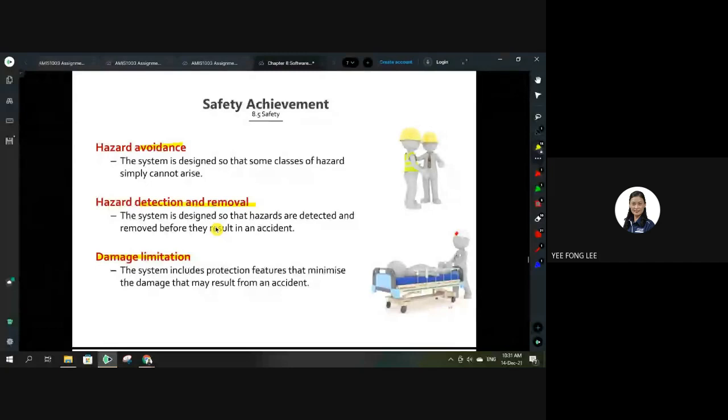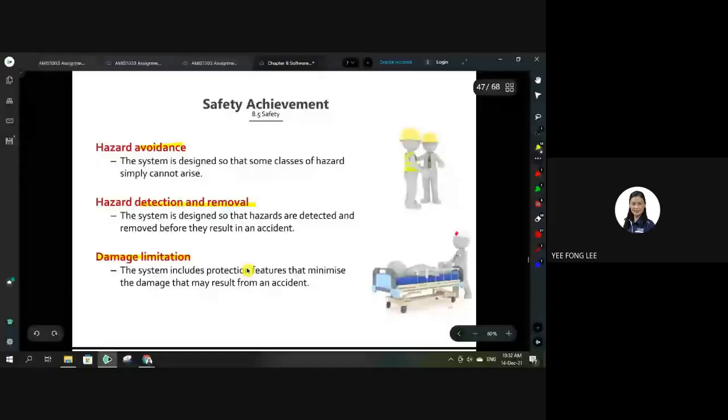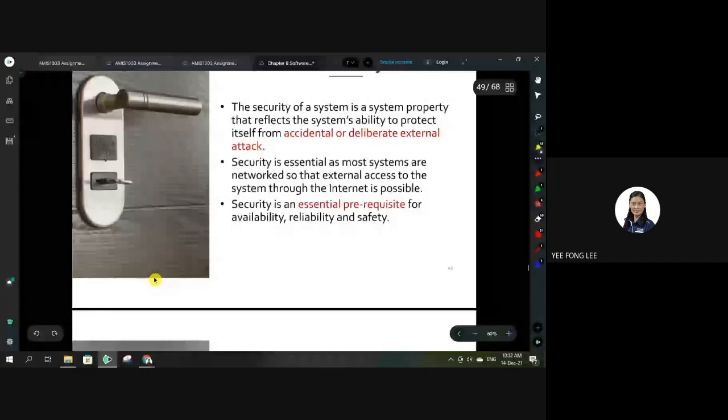How about damage limitation here? The system also limits the damage caused by an accident. Examples here: aircraft engines normally include automatic fire extinguishers. So if a fire occurs, it poses no threat to the aircraft. It's a requirement. Next one, we look at security.